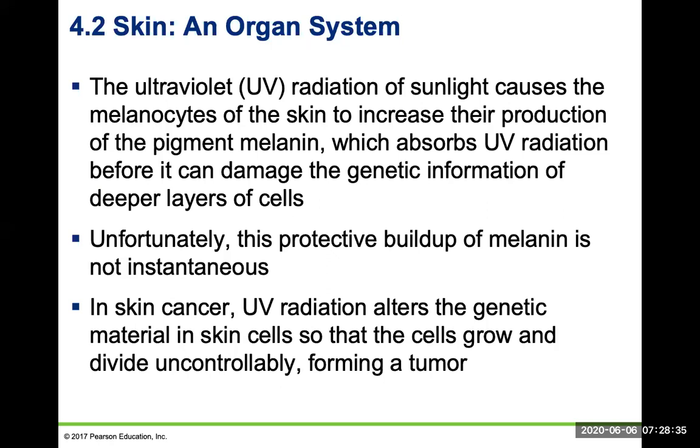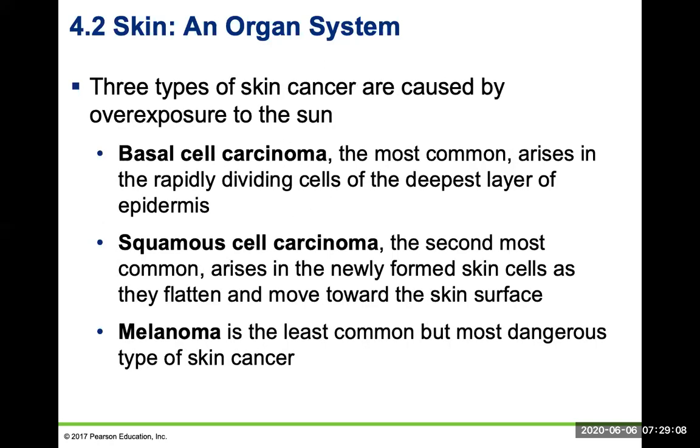UV radiation of sunlight causes the melanocytes of your skin to increase their production of melanin. And melanin will then absorb UV radiation before it can damage the genetic information of the deeper layers of cells. But unfortunately, this protective buildup of melanin is not instantaneous. So we get to skin cancer, which is very dangerous. UV radiation will actually alter the genetic material in your skin cells so that the cells grow and divide uncontrollably, forming a tumor. There are 3 types of skin cancer.